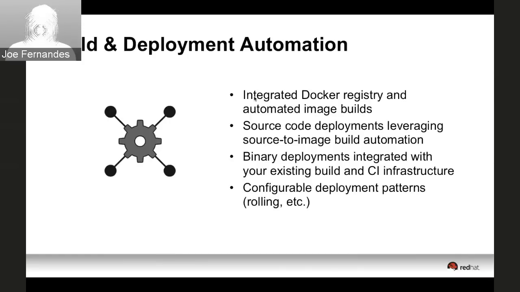So the customers may already have build or CI infrastructure that's producing image binaries, but they want a place to run them and manage them. And so at that point, we're not doing any building at all on the platform. We're just deploying what you've built. We also introduced this feature of configurable deployment patterns. When you define a deployment, you can define the type, and this will allow us to specify a rolling deployment where you deploy one instance at a time versus taking down all the instances at once, which obviously you wouldn't want to happen in a production environment.